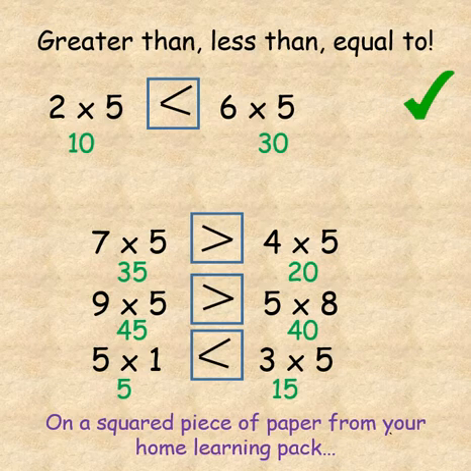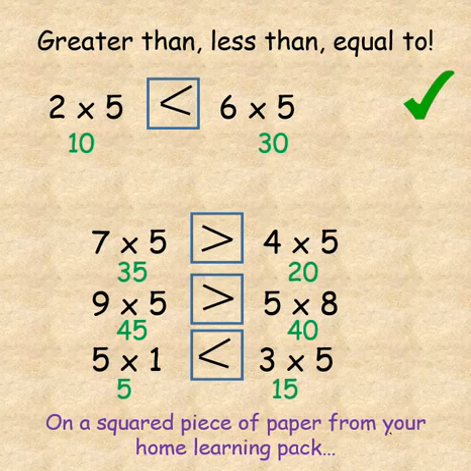Okay, let's check. 7 multiplied by 5, missing box, and then 4 multiplied by 5. In that box, you should have the greater than symbol because you know that 35 is greater than 20. If yours looks like mine and the crocodile's mouth is open by the biggest number, by 35, give yourself a tiny tick. Well done.